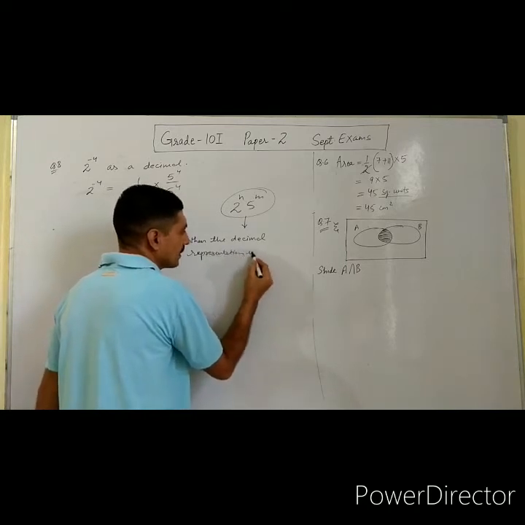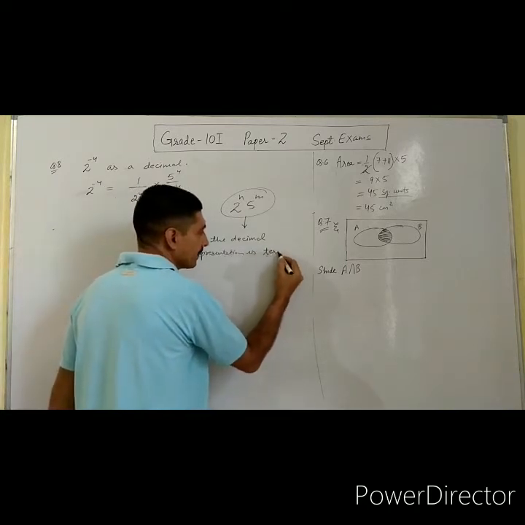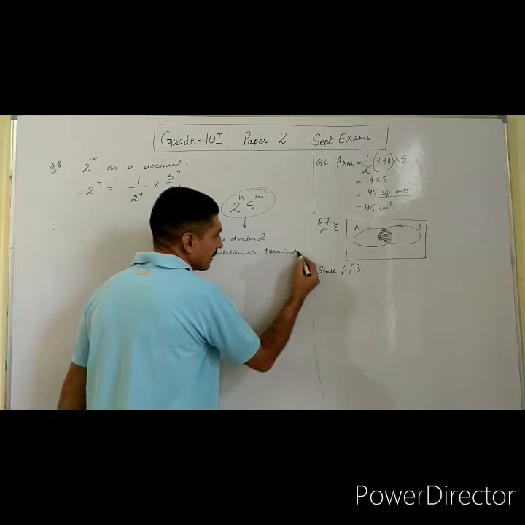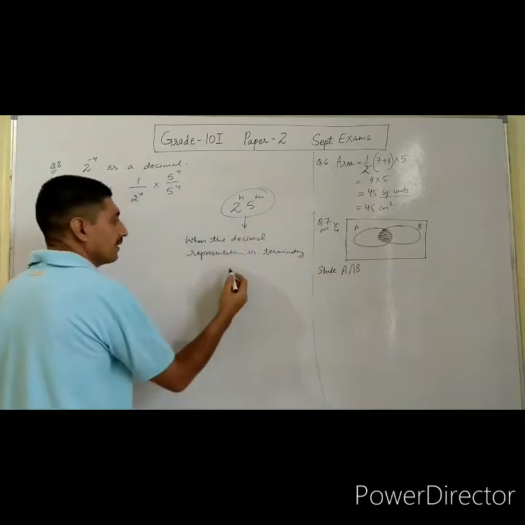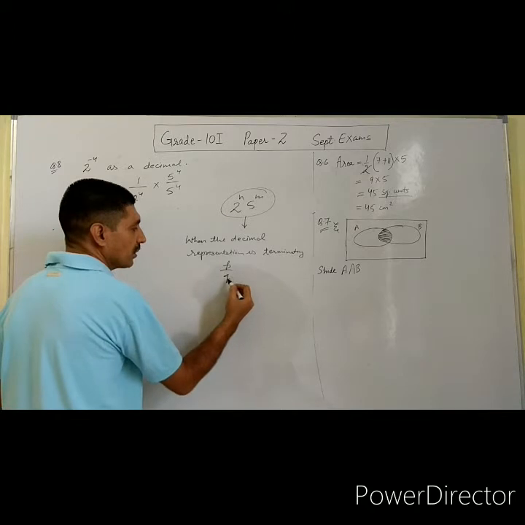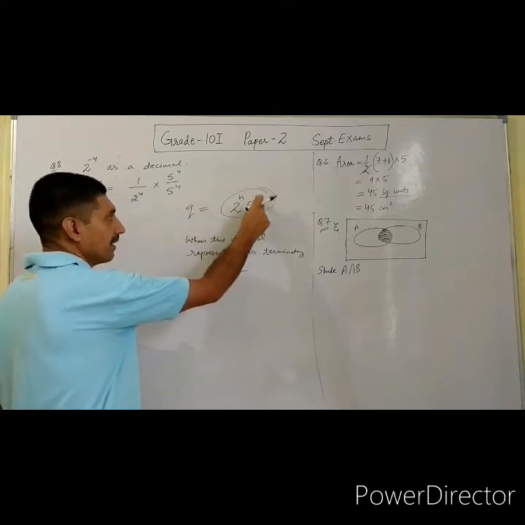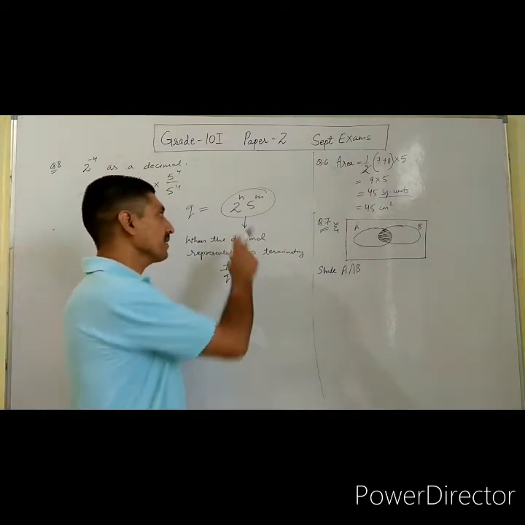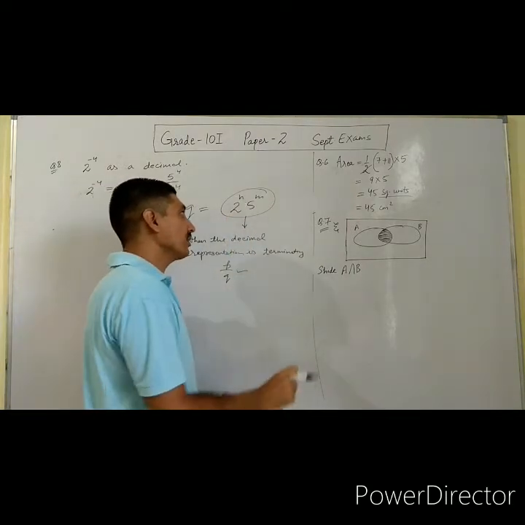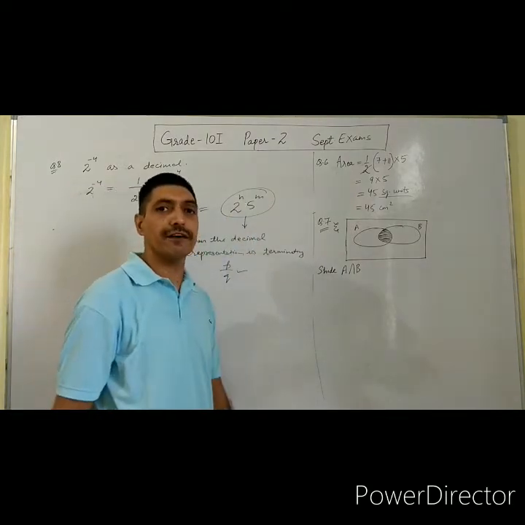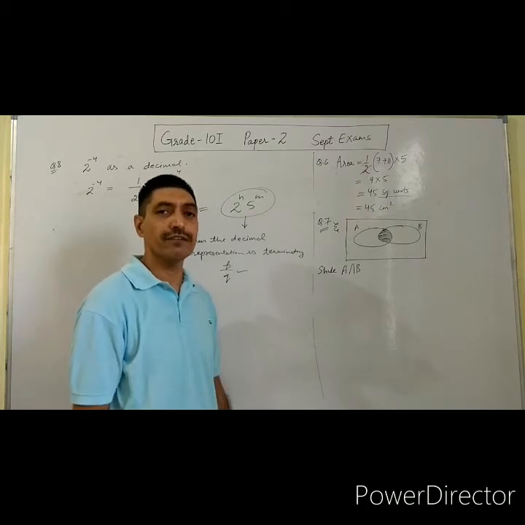When the decimal representation is terminating, then for the number p upon q, the denominator q is always in the form of 2 raised to power n, 5 raised to power m. In another way, the denominator has factors of 2 and 5 only, either 2 or 5 or both 2 and 5.